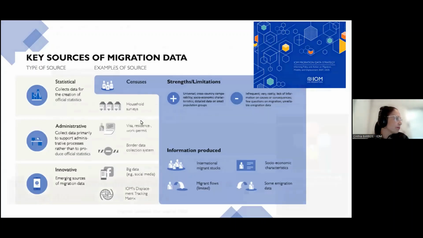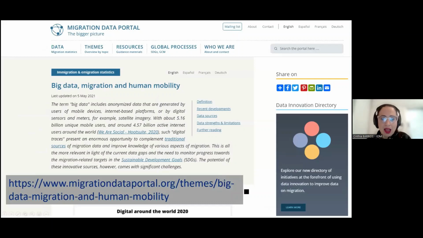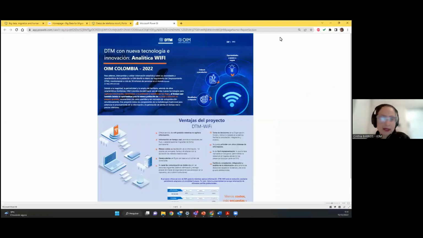Well, I will show you one of our websites. It's the Migration Data Portal. Here we systematize the tools and experience we have in their search for information.